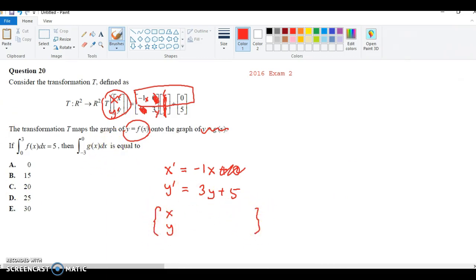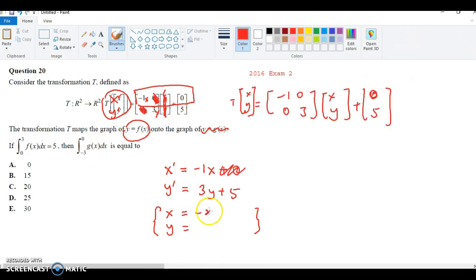Yes? So negative x dash, and y will be y dash on 3 plus... y dash on 3 first or minus 5 first? Minus 5 first, over 3. Okay, the next step is we substitute this into the old function.